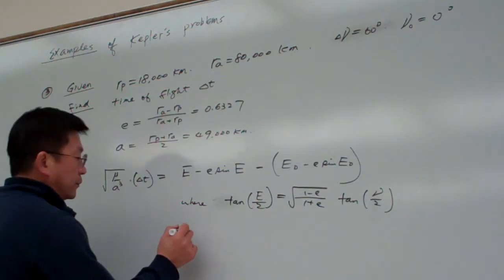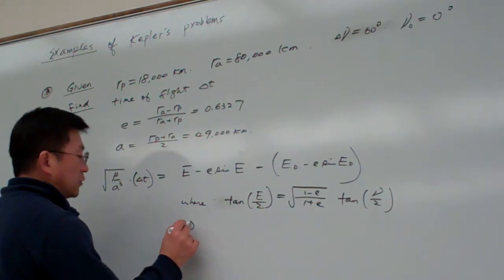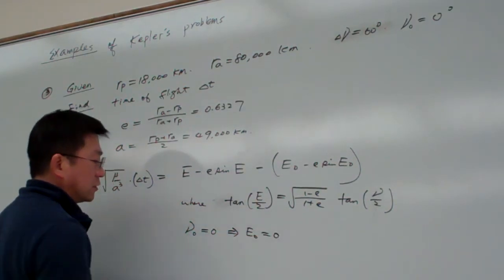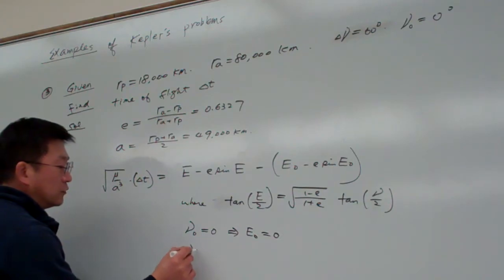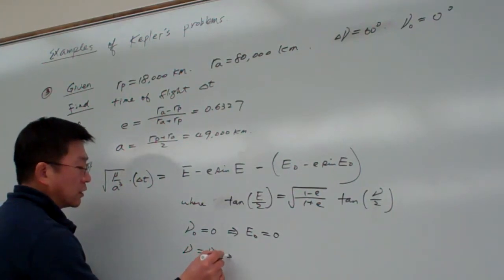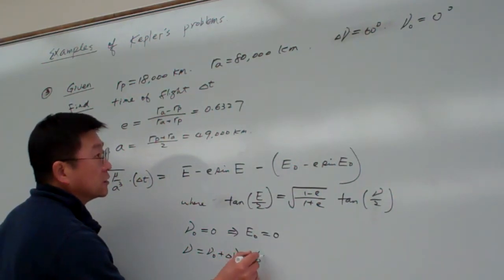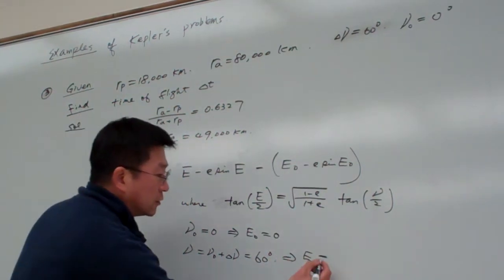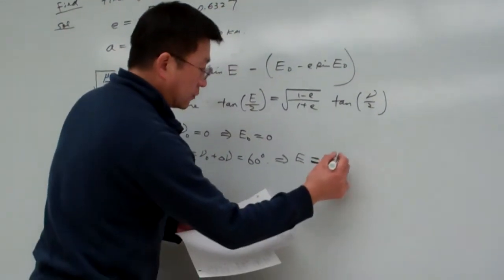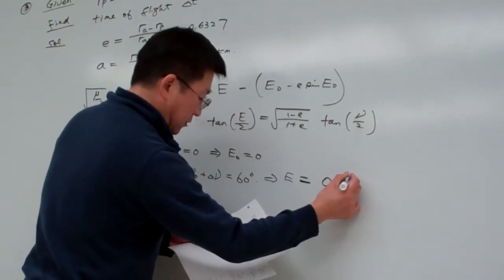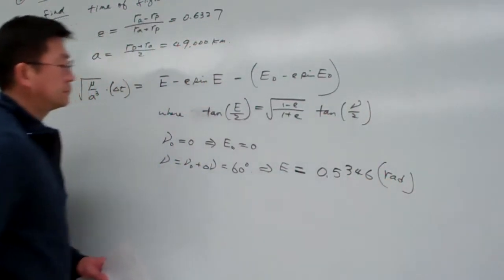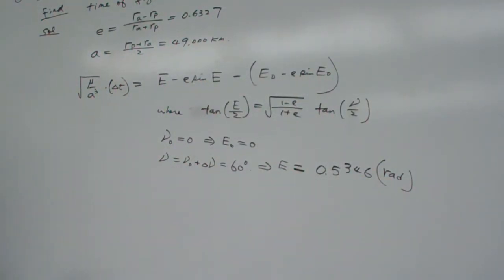Okay, so because the nu 0, here we have E0 equal to 0, and then nu equal to nu 0 plus delta nu equal to 60 degrees, so therefore we can determine E, and that one is 0.5346 radian. Okay.